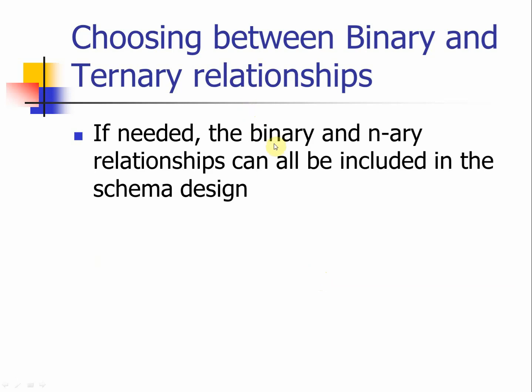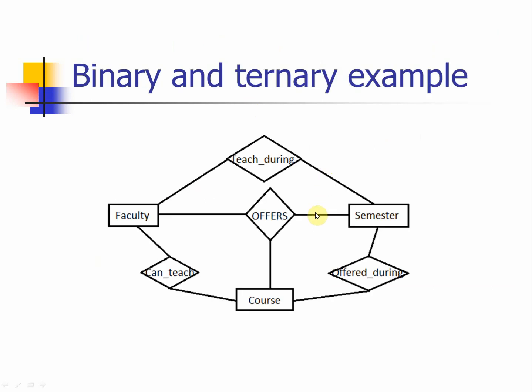So if needed, the binary and unary relationships can all be included in a schema diagram, which is something you can see like this. So you have all of the binary relationships that try to capture the basic information, and then when you need to use the ternary relationship information, then we still have offers that connects 3 entities as a relationship. So this is something very special.